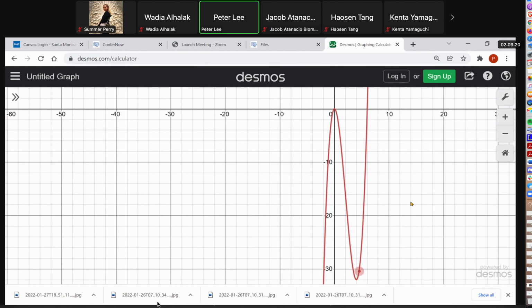So the actual graph, the up and down is very severe because this is already a cubic component. So as the degree is higher, the ups and downs are very drastic.